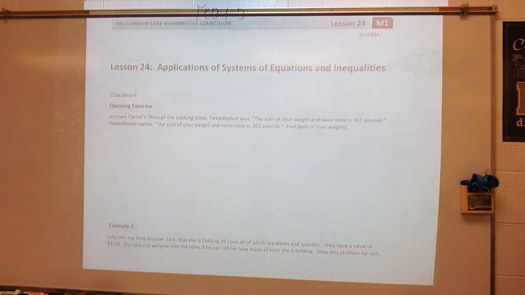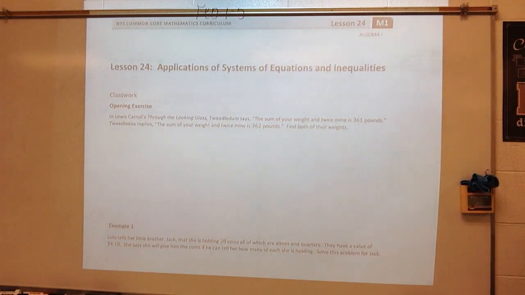The opening exercise says this: in Lewis Carroll's Through the Looking Glass, Tweedledum says, the sum of your weight and twice mine is 361 pounds. But Tweedledee replies, the sum of your weight and twice mine is 362 pounds. Find both of their weights.